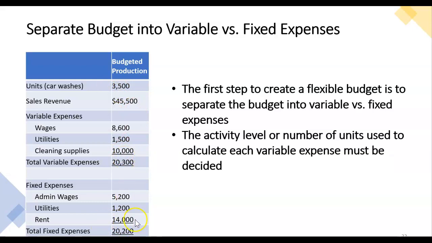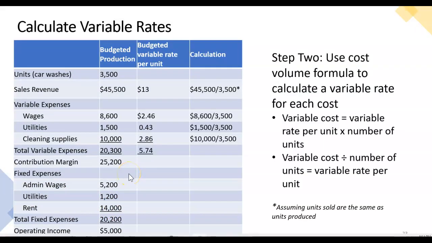And then if you look down at fixed, we've got rent. Rent is a fixed expense. There is no mixed cost to be broken out here. That means you're going to pay $14,000 in rent if you do no car washes, or again, if you do 5,000 car washes. It's not related to volume at all. The next step is to take our planning budget total and use that to calculate what our variable rate should be.